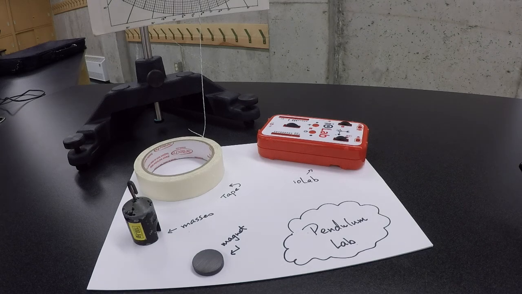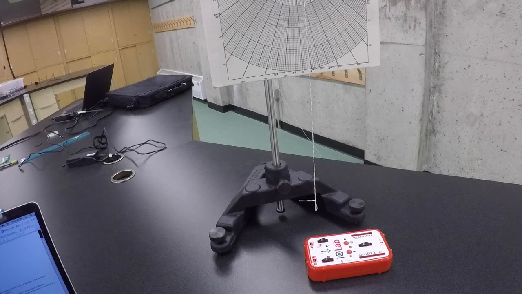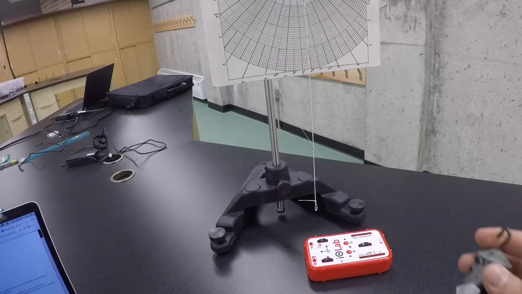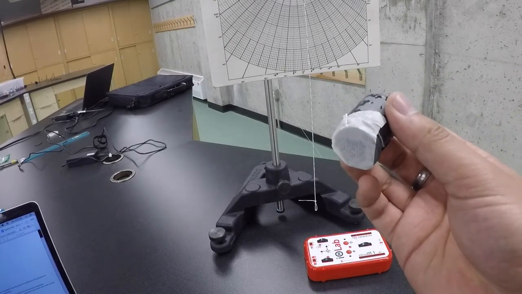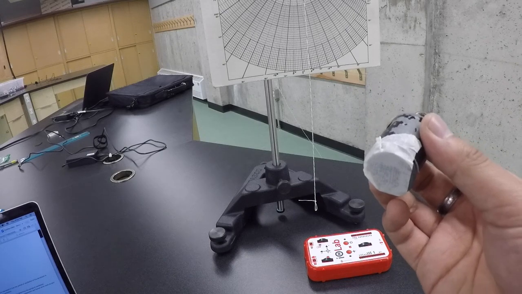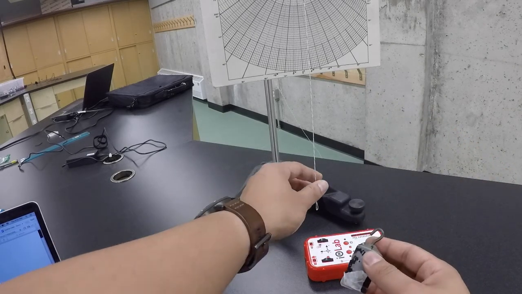The idea is to attach a magnet at the bottom of the mass, then use the magnetometer sensor on the IO lab to precisely determine the period of oscillation. So let's attach a magnet at the bottom of the mass and hang it close to the magnetometer sensor on the IO lab.